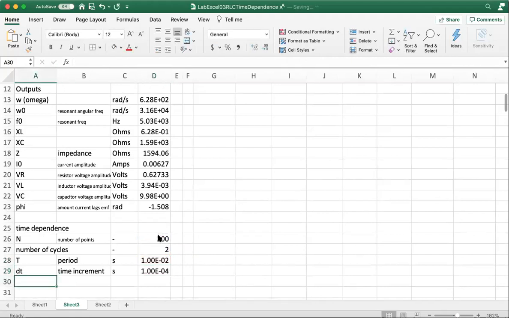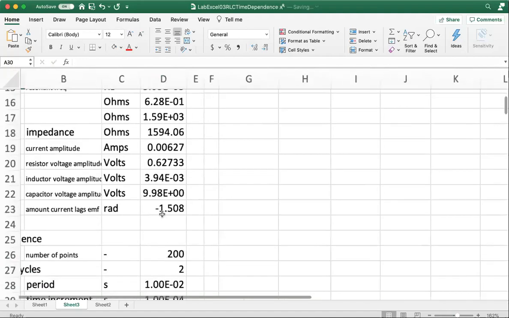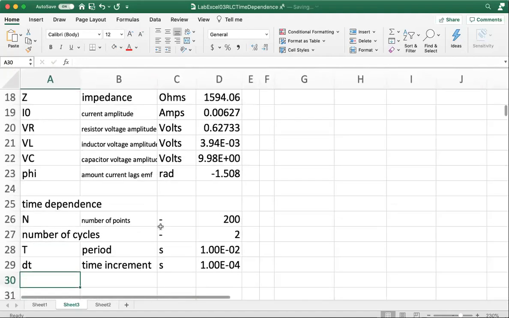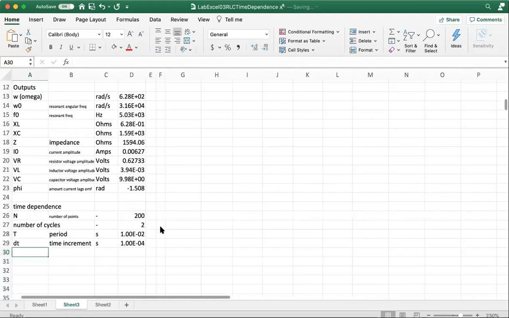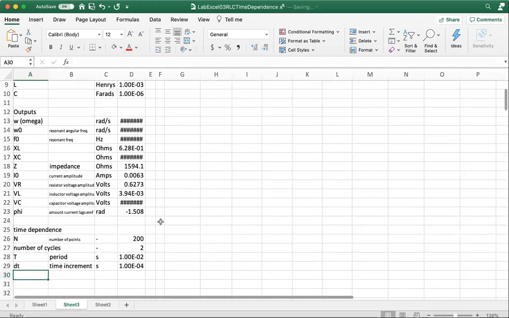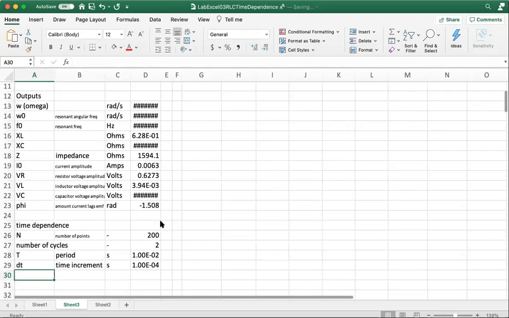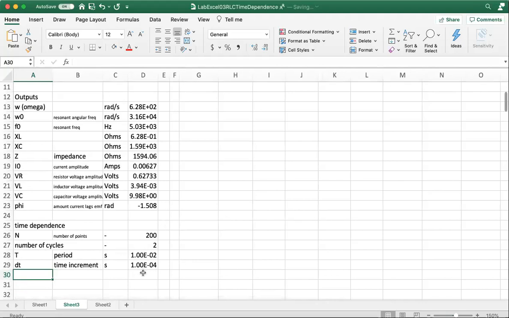Zoom in there a little bit, that was weird. Maybe I should zoom out. Oh, I can't show my whole screen at once. All right, so there's my time increment, 1/10 of a millisecond. So that times 200 is going to give me 2 cycles. All right, so that's my dt.